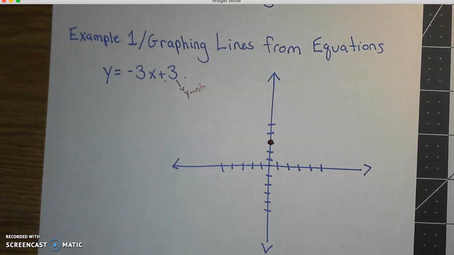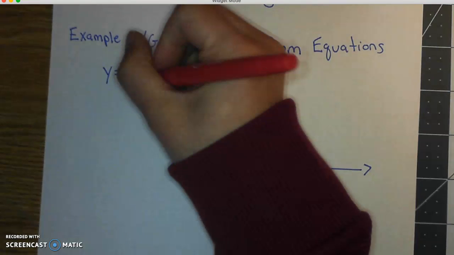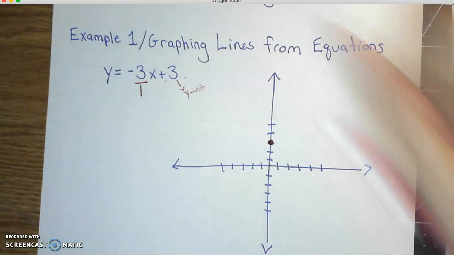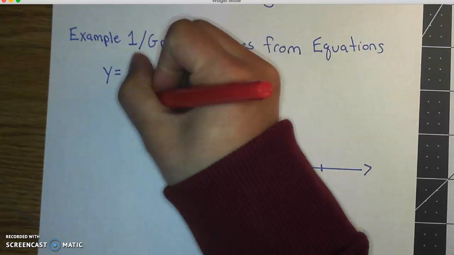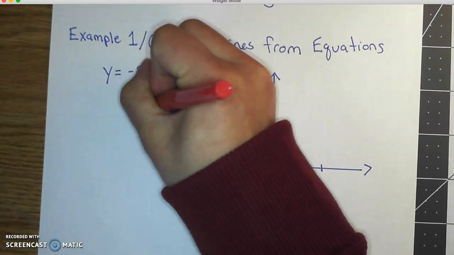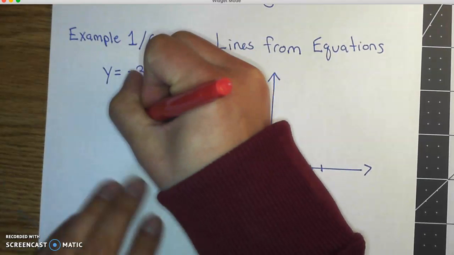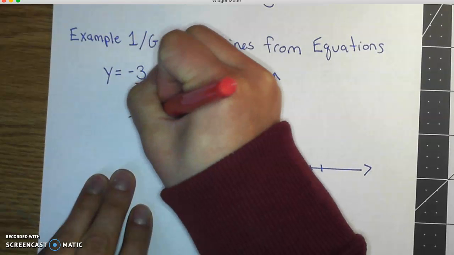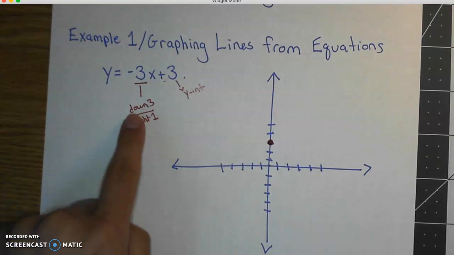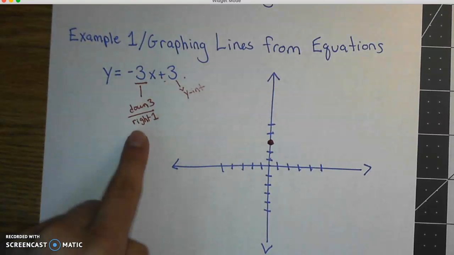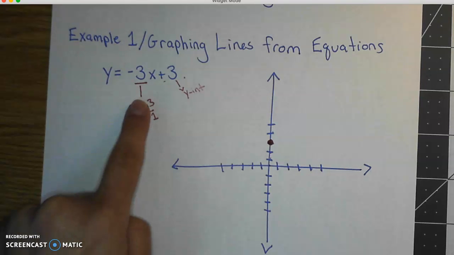And now what's my slope? My slope is right here. Remember, if there's no denominator, it's 1. So this is down 3, right 1. It's down because it's negative, and right because it's always to the right.